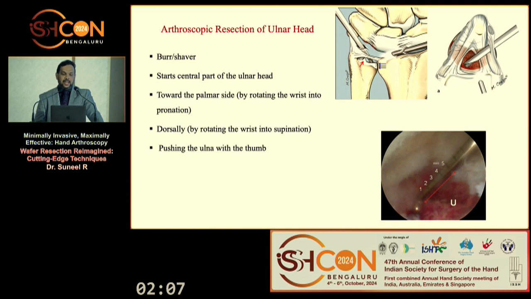Start in the center, and with rotation of the forearm, you access different parts of your ulnar head. With pronation, you get more of volar ulnar head. With supination, you get more of dorsal ulnar head. That is one thing, along with moving or pushing the ulna with your thumb.